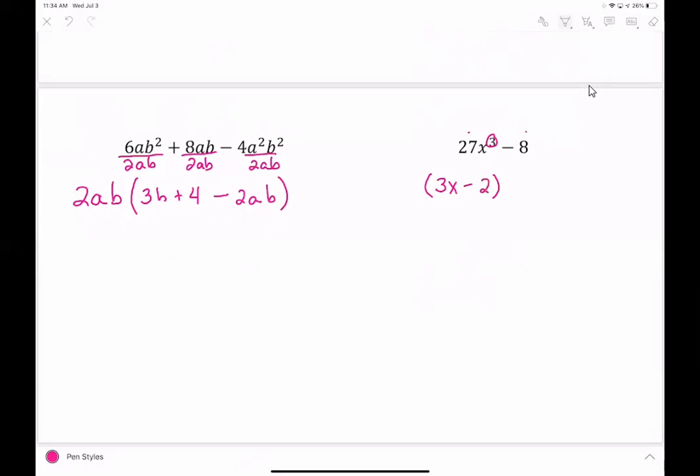Once I get that binomial, then I can fill in my trinomial. I'm going to square the first term. That's 9x squared. I'm going to have a plus now. I'm going to multiply 3x and 2 to get 6x. And then I got a plus again, and I'm going to square the 2 to get 4. And we're done. This trinomial in here will not factor out. So when you get to this point, you will no longer be able to go any further if it's a perfect cube.